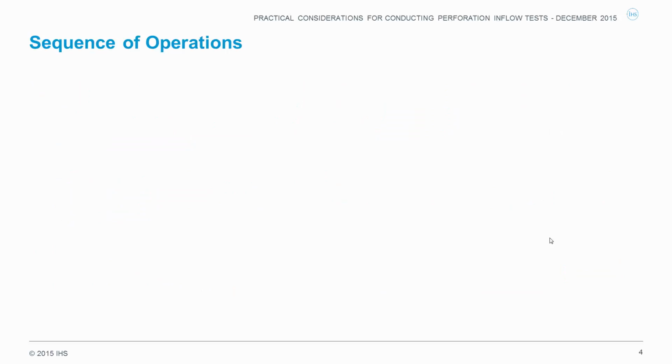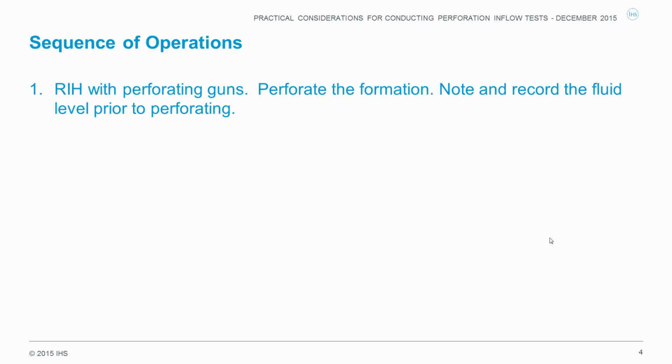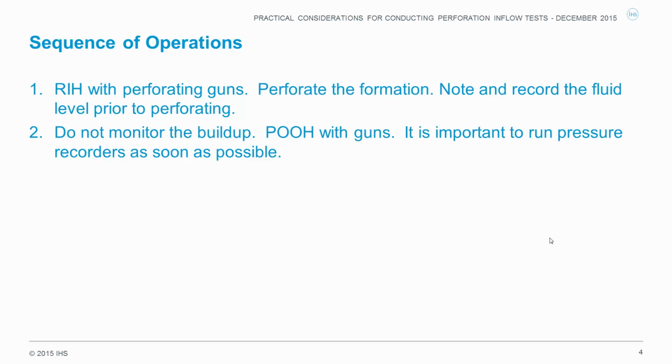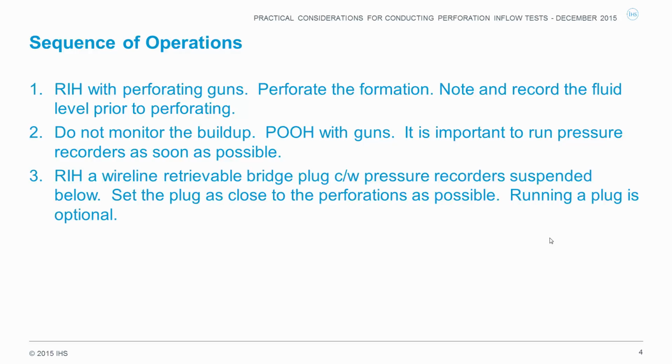To put things into perspective, I'm going to quickly go over a sequence of operations for a typical PITA test. Run in hole and perforate the formation. Do not monitor the buildup, pull the guns out of hole. We need to run pressure recorders as soon as possible to start monitoring the pressure buildup or fall off. Run a wireline retrievable bridge plug complete with pressure recorders suspended below. Set the plug as close to the perforations as possible. This is an optional step, although it's always recommended, as it reduces the wellbore volume, which in turn reduces the wellbore storage effects.